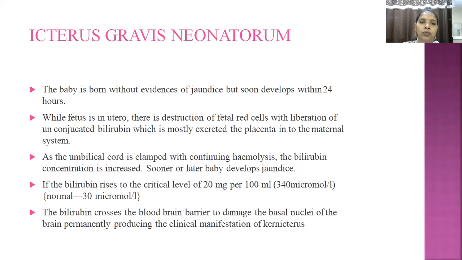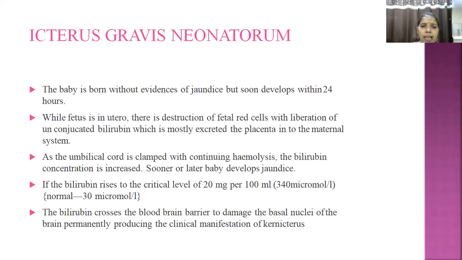While the fetus is in utero, there is destruction of fetal red cells with the liberation of unconjugated bilirubin, which is mostly excreted via the placenta into the maternal system. That's why the baby won't develop jaundice before birth. But whenever the baby is delivered, the system is not well developed in the baby to excrete the whole bilirubin. That's why it develops jaundice within 24 hours.